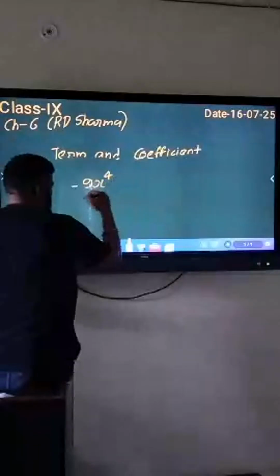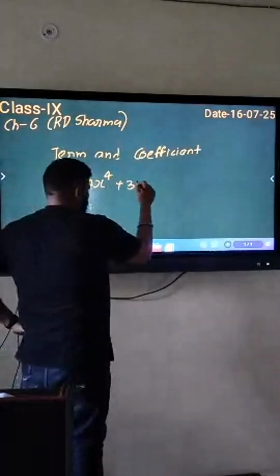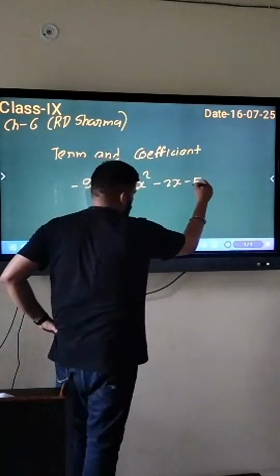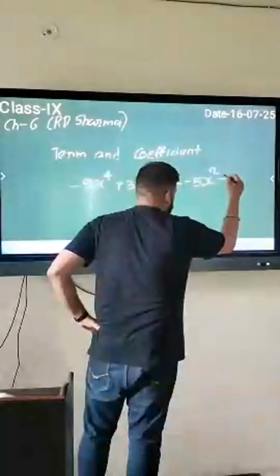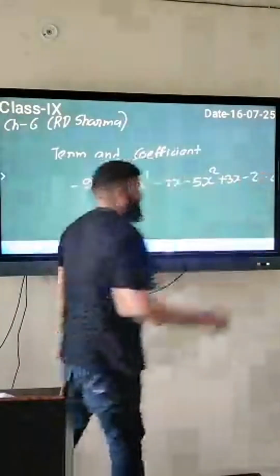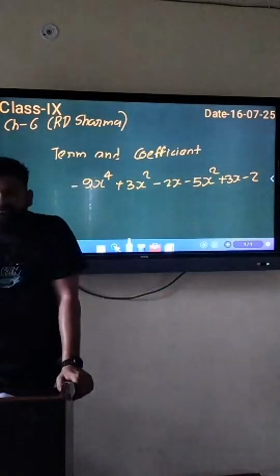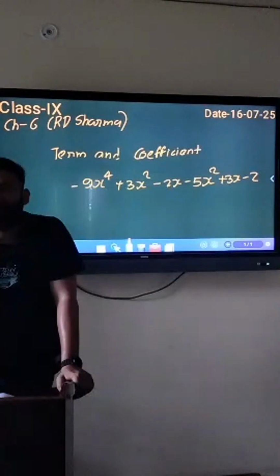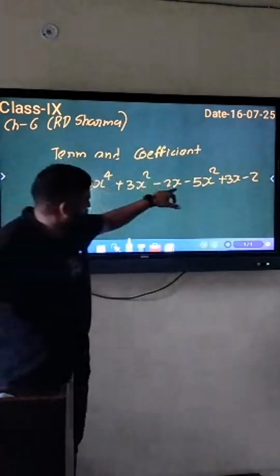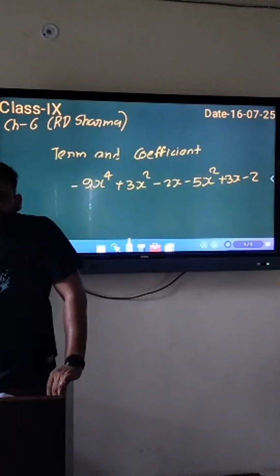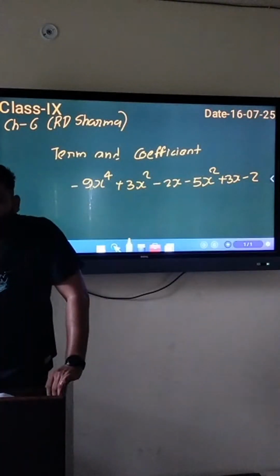9x minus 9x power 4 plus 3x cube minus 2x minus 5x square plus 3x minus 2. You stand up. How many terms are there? 1, 2, 3, 4, 5, 6. Very good. You stand up. How many terms are there? How can you say that? That is 5. There are 5 terms.